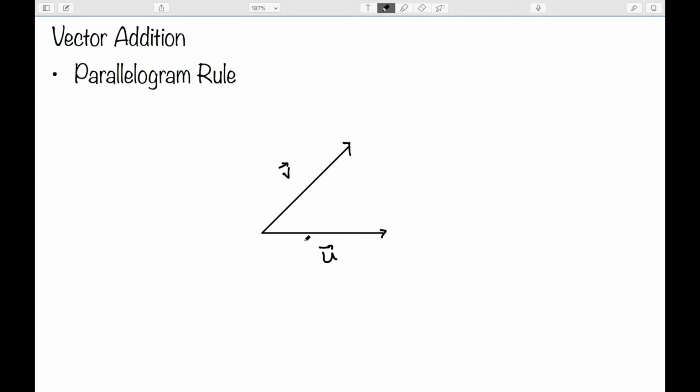So first, I'm going to continue by drawing out the rest of this parallelogram. And then once I do that, I can then draw the diagonal of this parallelogram. And the diagonal is going to be u plus v. So the sum is the diagonal of the parallelogram whose sides are determined by the two vectors.